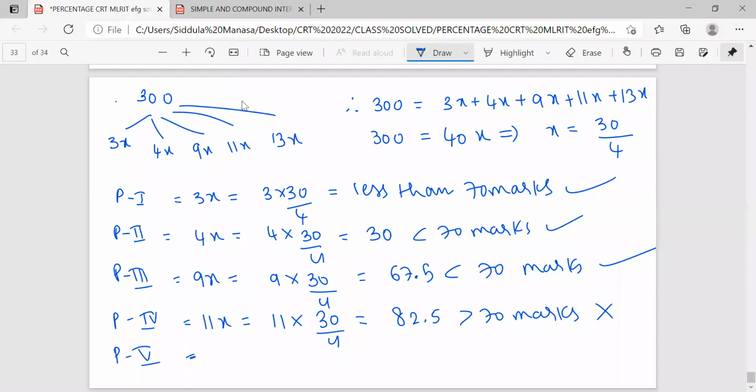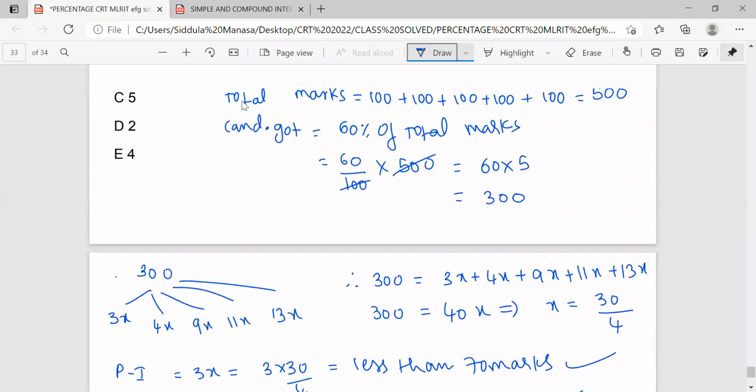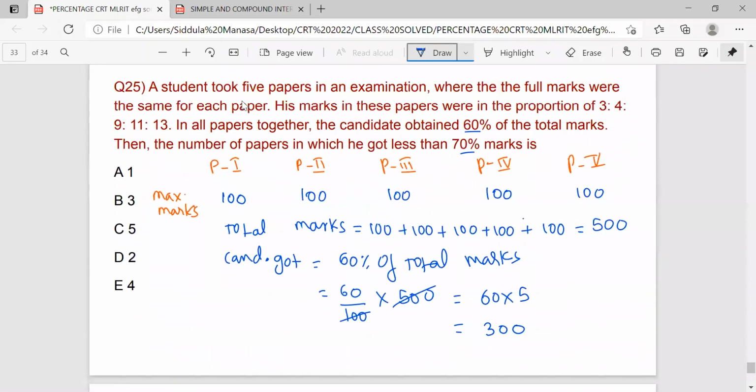Paper 5 is 13x, which will definitely be more than 70 marks. Why? Because if 11x is already more, then 13x will definitely be more than 70 marks. So it will be eliminated. So out of the 5 papers, in 3 papers he got less than 70% of the marks. So option B is the answer. So Snehit, the answer is 3 papers.